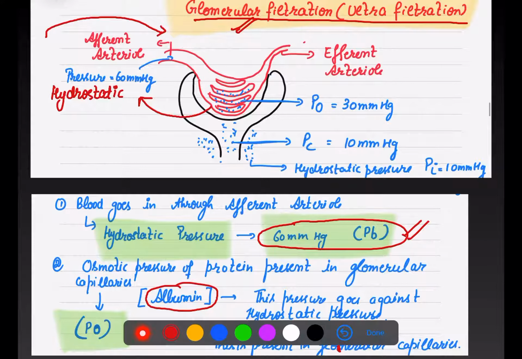Basically this is the force which is going against the hydrostatic pressure, and we are going to denote it with PO. So what is PB? That is the hydrostatic pressure of the blood coming through the afferent arteriole. Now there is already some liquid fluid present here in the capillaries, and that will also put pressure. This pressure is our osmotic pressure, because it is put up by the proteins. It shows the counter effect against the hydrostatic pressure. And what is the value of PO? That is 30 mm of mercury.